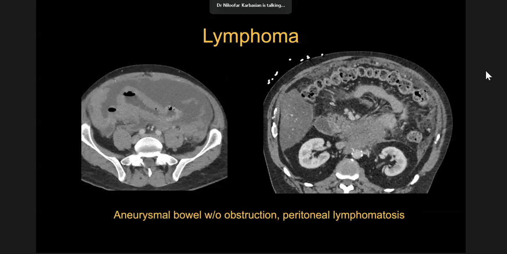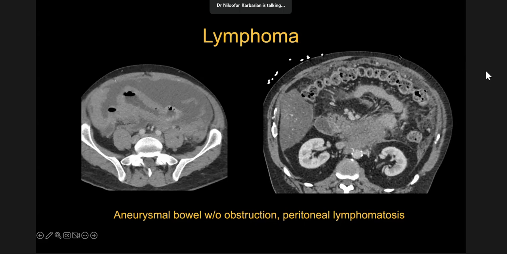Other presentations of lymphoma in the abdomen, of course, can be circumferential thickening of the bowel with this classic aneurysmal dilatation of the bowel. But the classic teaching is that they usually do not cause obstruction, although we have seen cases of lymphoma causing obstruction, so it's not a ruling-out factor, but classically they're not associated with obstruction.